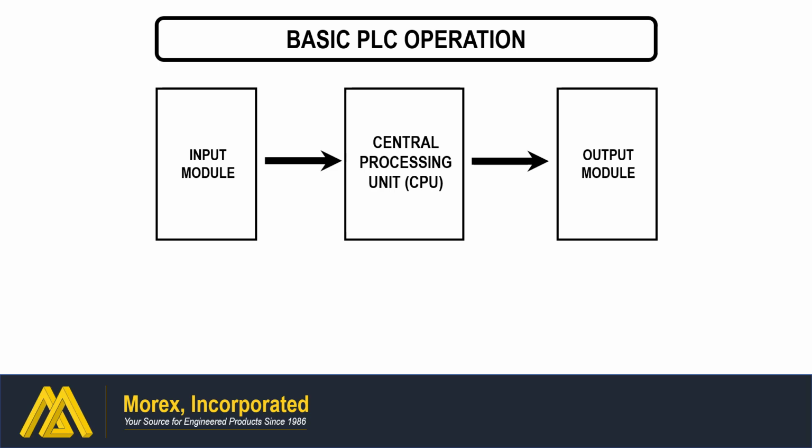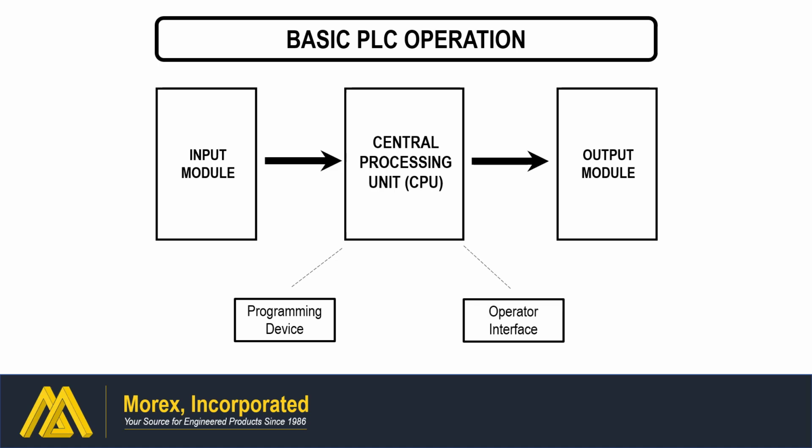Then the output module converts control instructions from the CPU into a digital or analog signal that can be used to control various field devices or actuators. The programming device is used to input the desired instructions. These instructions determine what the PLC will do for specific input. The operator interface device allows process information to be displayed and new control parameters to be entered.